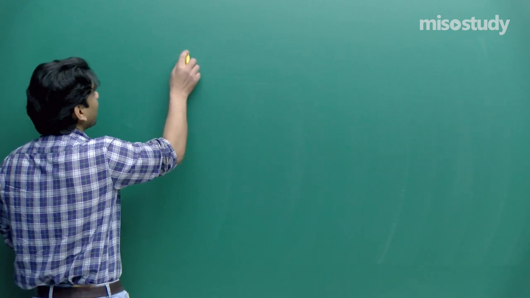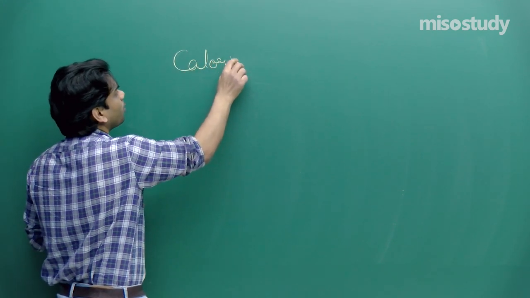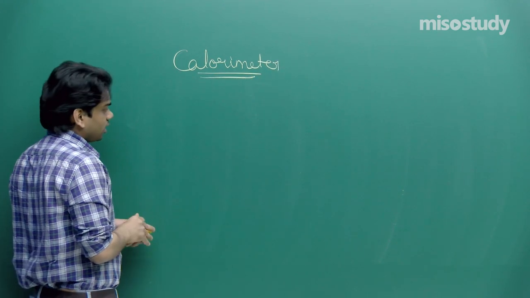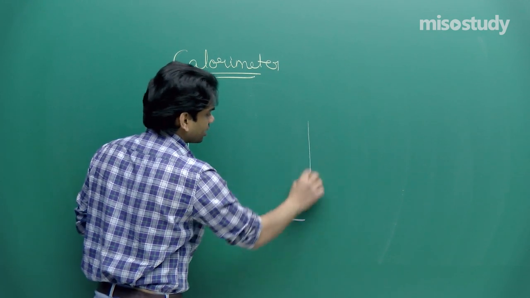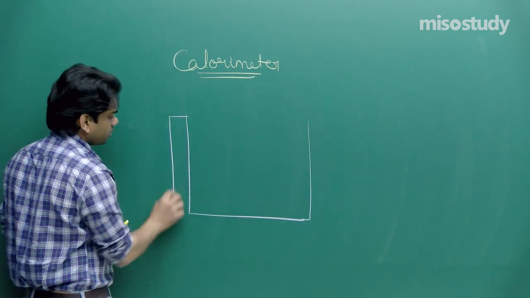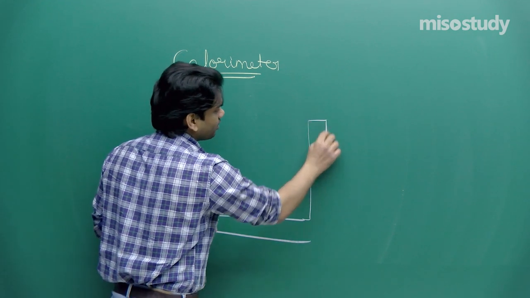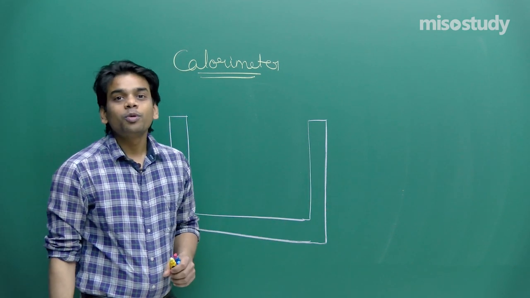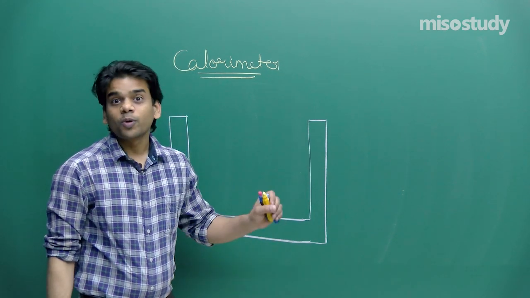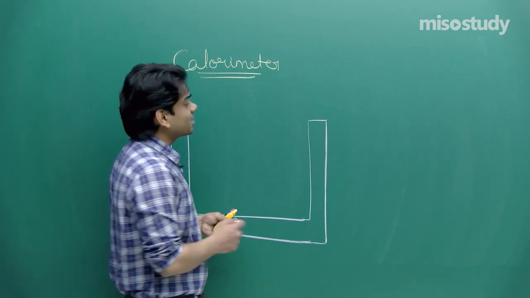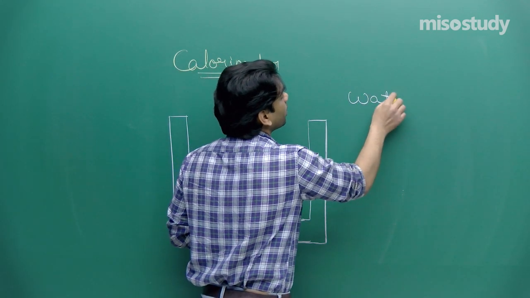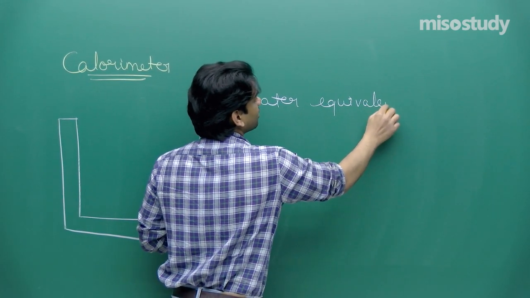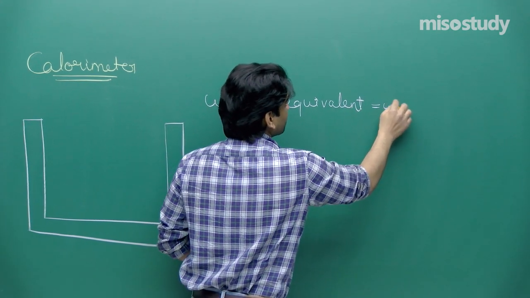Now see, a calorimeter will generally be a copper container. So let me tell you first of all what a calorimeter is. First of all, you have to take a copper container. A copper container, if you take, will have some mass and some specific heat. For this given calorimeter, you would be provided with its water equivalent, or the specific heat of the calorimeter. Let's say the water equivalent of this copper calorimeter is given as W.